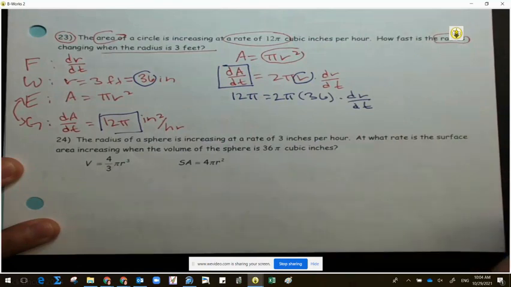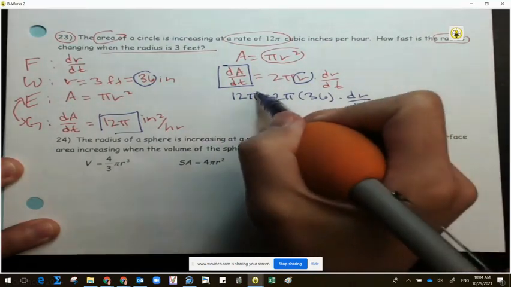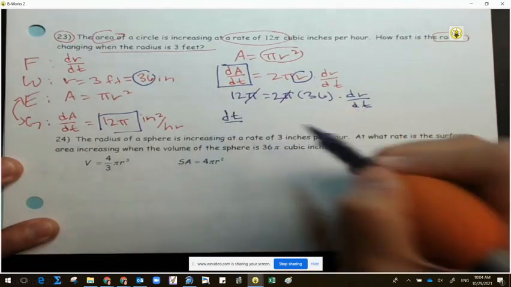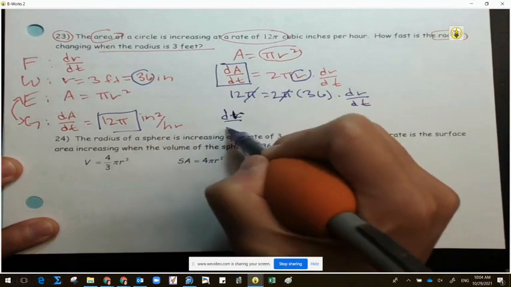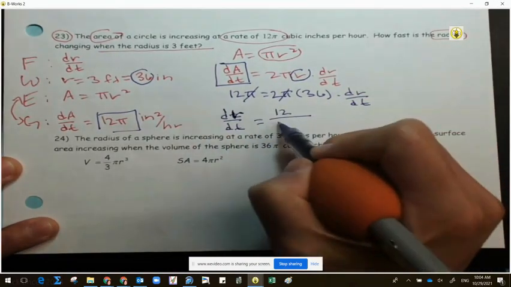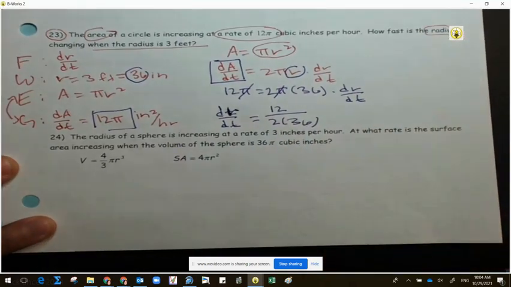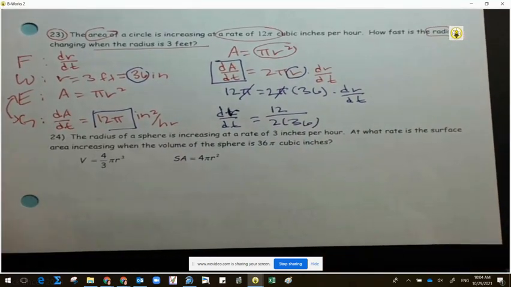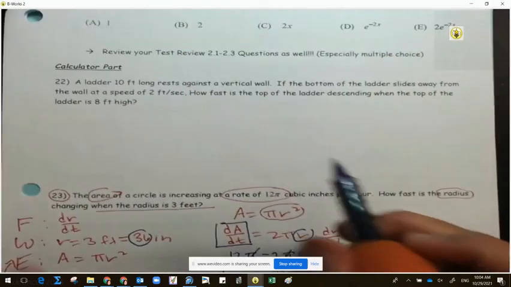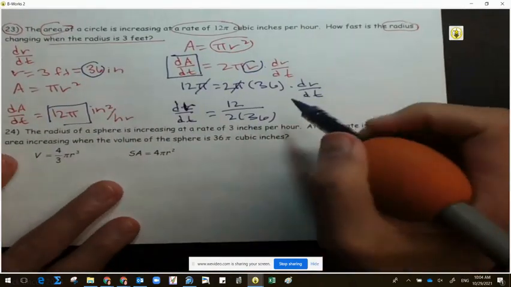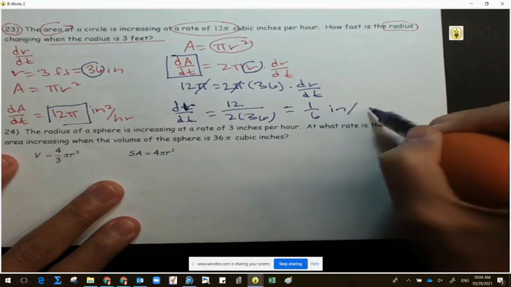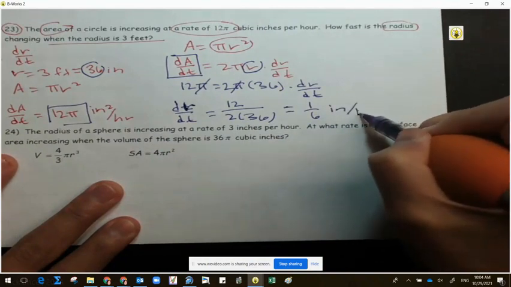So then, can I go ahead and cross out the pi's on both sides? Yeah. So if I rewrite this, I like to have the variable on the left side. That should be dr over dt, and that's going to give us 12 over 2 times 36. Isn't 2 times 36 basically 72? Now the word problem, remember these are the calculator part. So if I type this in, it's going to give us 1 over 6. And it's a radius, so it's denoted by just inches per hour.